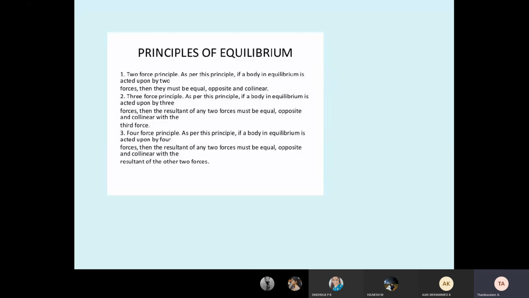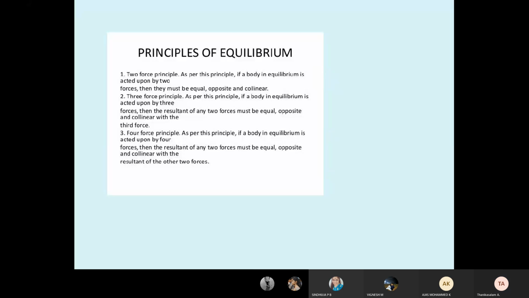Then four force principle. As per the principle, if a body in equilibrium is acted upon by four forces, then the resultant of any two forces must be equal, opposite, and collinear with the resultant of the other two forces. Suppose four forces act on the body, you take the first two forces and convert them to a resultant, then the third and fourth into a resultant. So if both resultants are equal, opposite, and collinear, we can say it is in equilibrium. Understand?